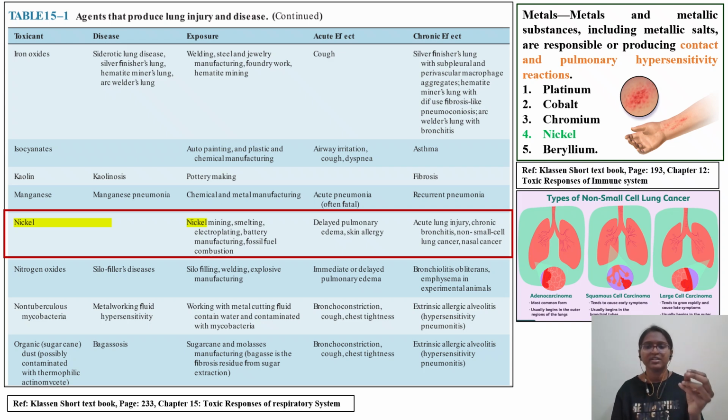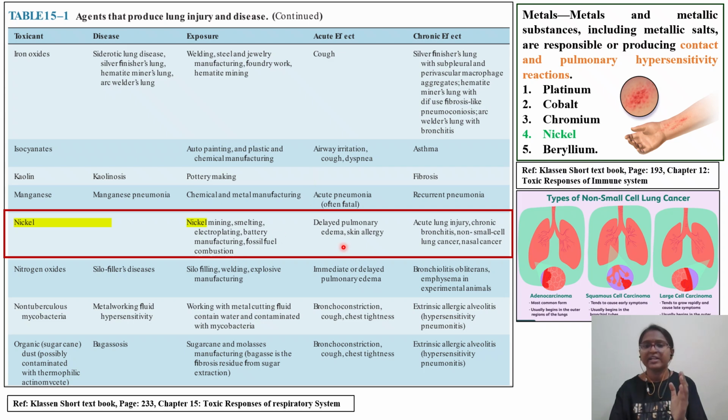Since we have seen that one of the target organs of nickel is the lung, in that chapter they have given this table 15.1, with the toxicant, the type of disease, exposure, acute effect and chronic effect. Okay, so coming to nickel, the type of industry is nickel mining, smelting, electroplating, battery. Nickel is a component of the cadmium-nickel battery. Okay, fossil fuel combustion. All this will lead to exposure to nickel poisoning.